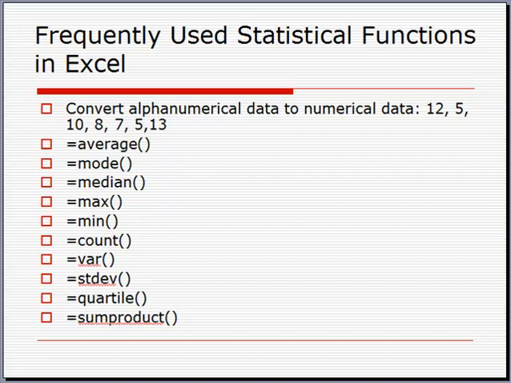COUNT, C-O-U-N-T, is a function to find out how many numerical data are in the list. Now, to find out the sample standard deviation, we can use the function STDEV. To find out the sample variance, we can use the function VAR. We also have the function QUARTILE. It can find the first quartile, Q1, the second quartile, Q2, and the third quartile, Q3.